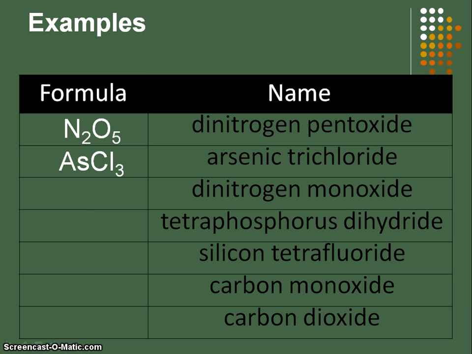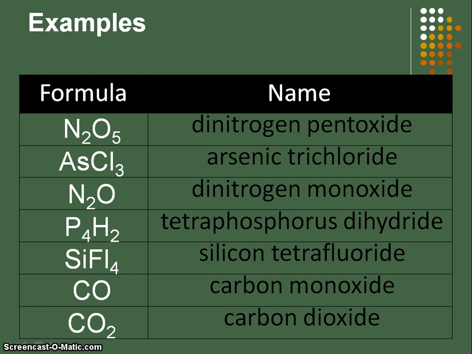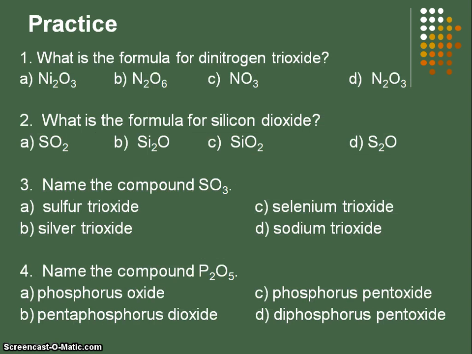Dinitrogen for two nitrogens, monoxide for one oxygen. Tetraphosphorus, P4, dihydride, H2. Silicon, Si, tetrafluoride, F4. Carbon monoxide would just be simply CO, and carbon dioxide, you all know, would be CO2. So overall, this is how you name binary molecular compounds.